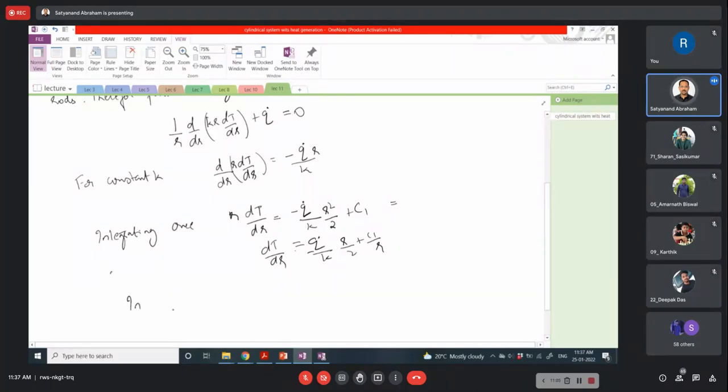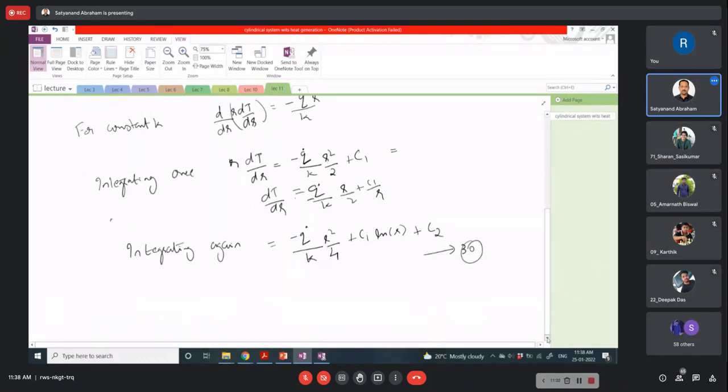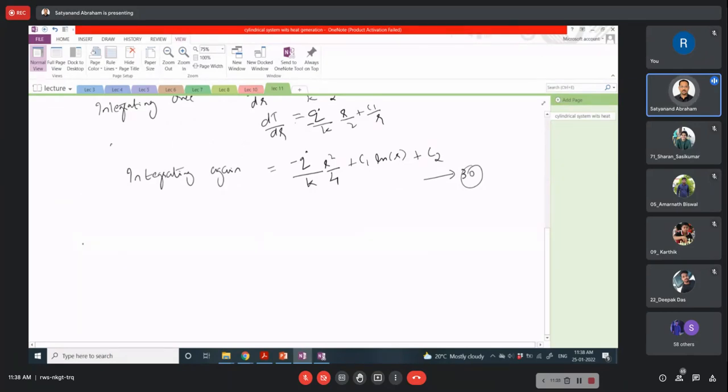Now integrating again, we are going to get T equal to minus q by k into r square by 4 plus c1 ln r plus c2. Since we are talking about the solid cylinder, this is our condition. So this is our solid cylinder.